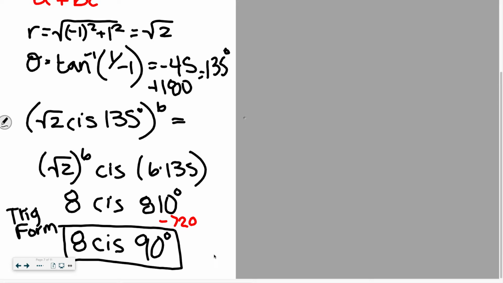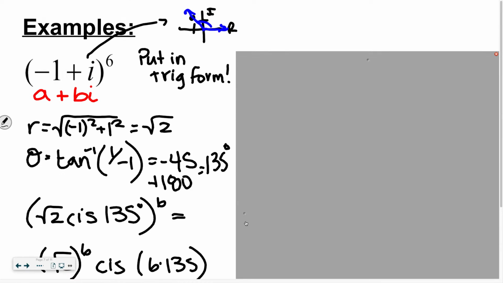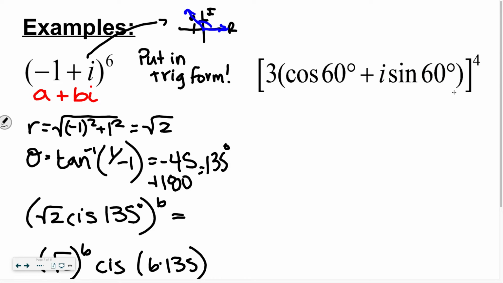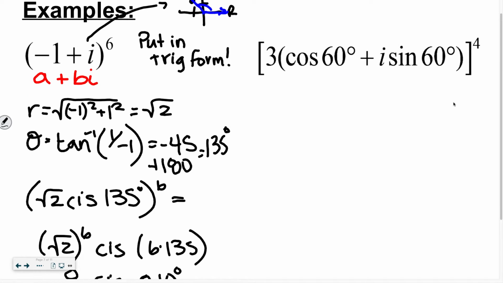Okay. Now you try this one. And if you get it in trig form, try to write your answer in standard form. So practice doing the conversion. So try the one on the right. If you get it in trig form, try changing it to standard form.